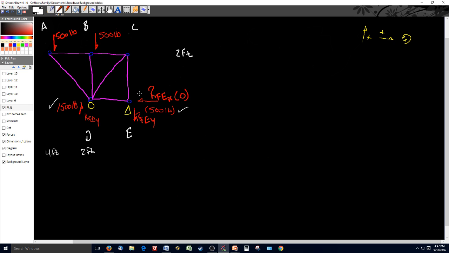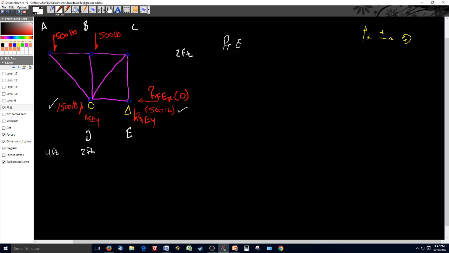Let's start with the simplest point, and I'll be honest with you, the easiest way to do this is to start with the point where you know the most about it. And what I can tell you is at point E, I know almost all the forces. It's very simple, and there are only two vectors coming into it. So let's start out at point E.